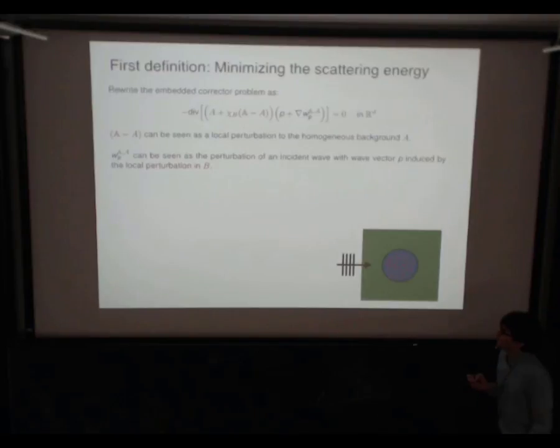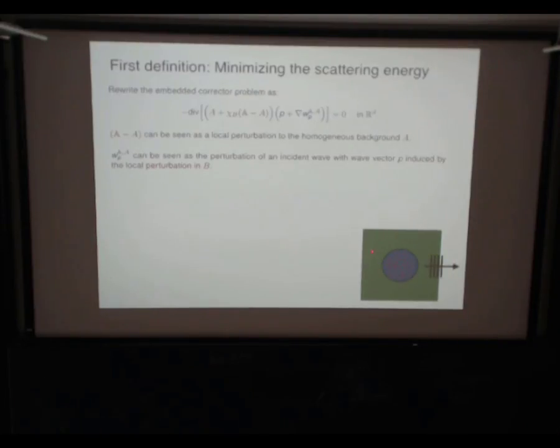Now, WP can be seen as the perturbation of an incident wave that has wave vector P, induced by the local perturbation in B. In some sense, this is a zero frequency wave that has infinitely long wavelength, and minus Gp is the scattered energy with respect to the direction P. So you have this wave going through the material, and you would like to choose the background material such that there is as little scattering energy as possible.